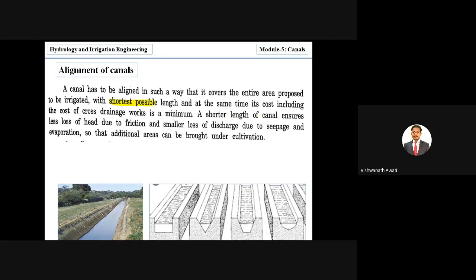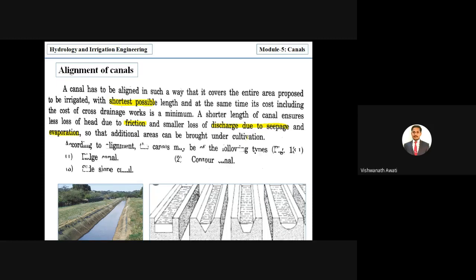And if it is the shortest length, then we can reduce losses of head due to friction and the smaller losses of discharge due to seepage, right? And even evaporation. So we have losses due to friction and seepage as well as evaporation. And this water we can use for additional cultivation or additional irrigation area. Based on the alignment, there are three classifications: one is the ridge canal, contour canal, and side slope canal.